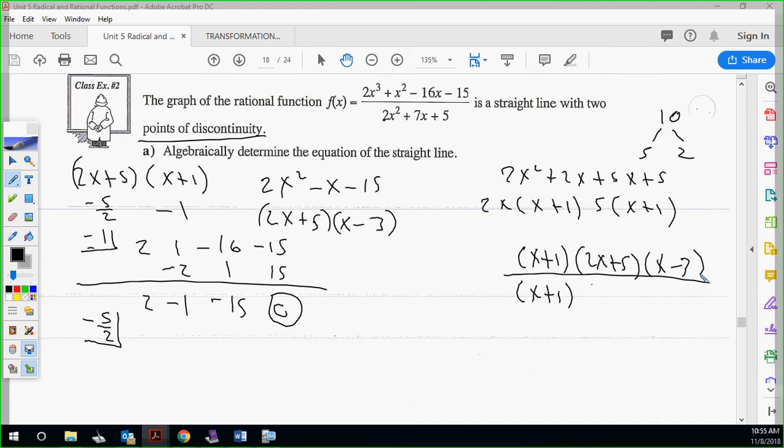here, and then here. So then what we're going to do now is we see that these cancel. So we're going to test negative 1 into x minus 3, and we're going to test negative 5 halves into x minus 3 to get my 2 points of discontinuity. So I'm taking the things I canceled and plugging them into what's left. So negative 1 minus 3 is negative 4. So that means that negative 1, negative 4 is a point of discontinuity.